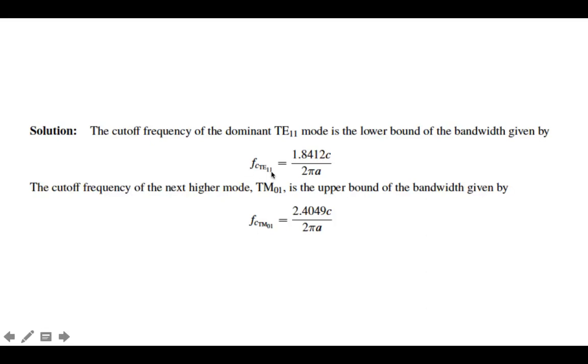So for the TE11 mode, we have this formula, this constant times c over 2 pi a, where c is the speed of light. For the TM01 mode, we have the following formula, 2.4049c over 2 pi a. And so that gives us then an upper bound of the bandwidth.